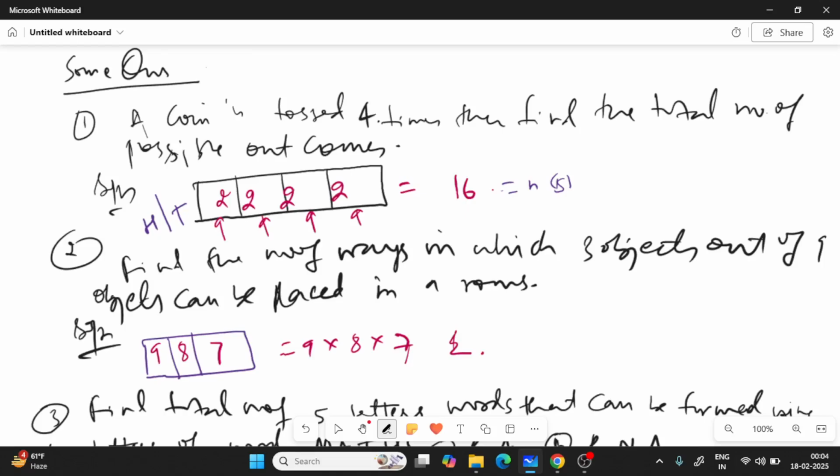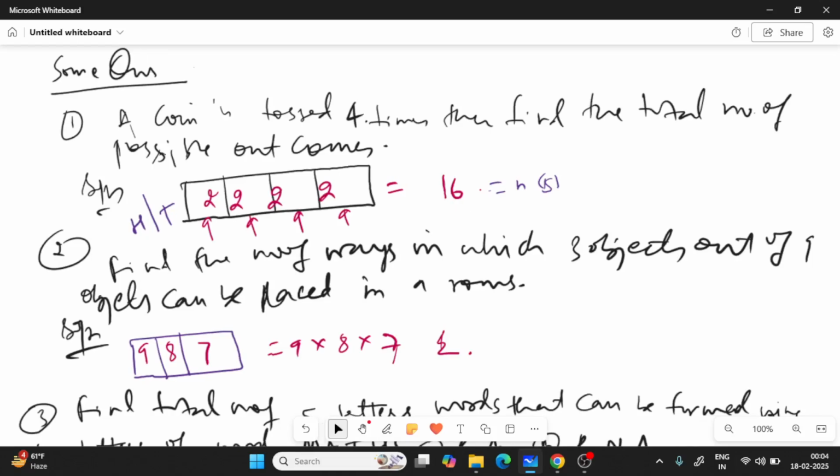Now the second question: find the total number of ways in which three objects out of nine objects can be placed in a row. So you have nine different objects, and out of these you have to select three objects. As you see, you have to select three out of nine objects.